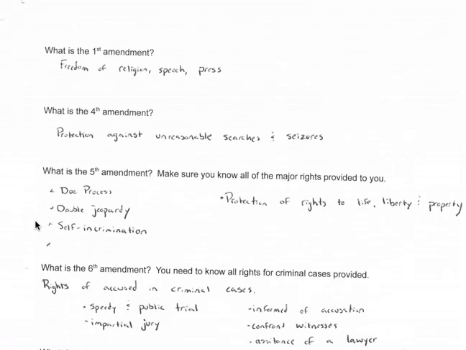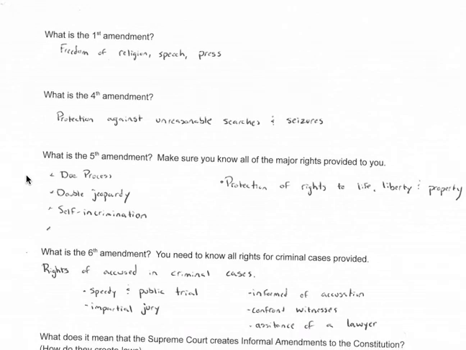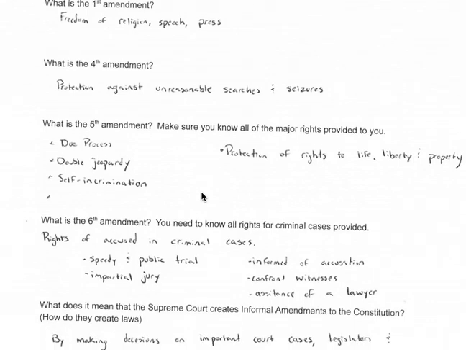First Amendment: freedom of speech, religion, press. Your 4th protects against unreasonable searches and seizures. Your 5th: the right to due process, you can't be charged twice with a crime. You don't have to self-incriminate, so you can plead the fifth. And this basically gives you protection of rights to life, liberty, and property.